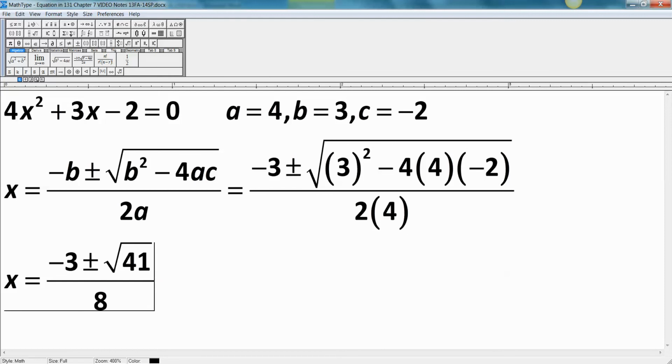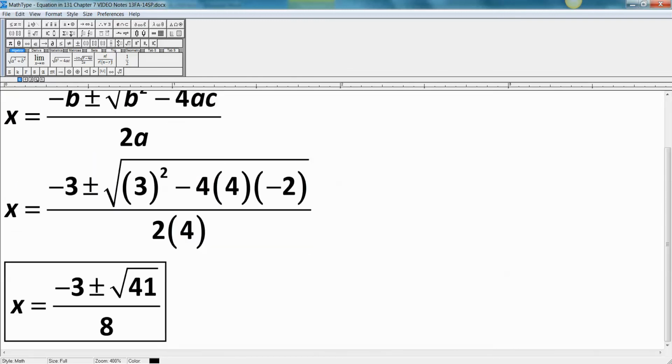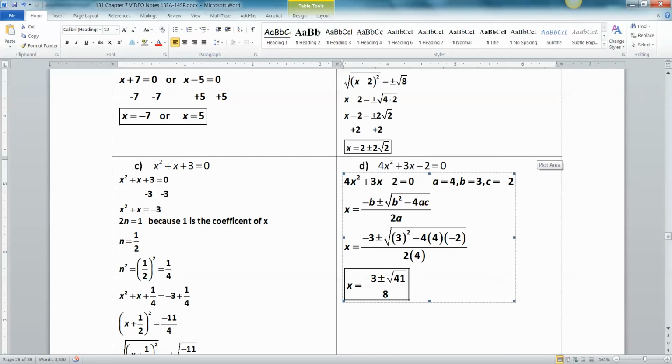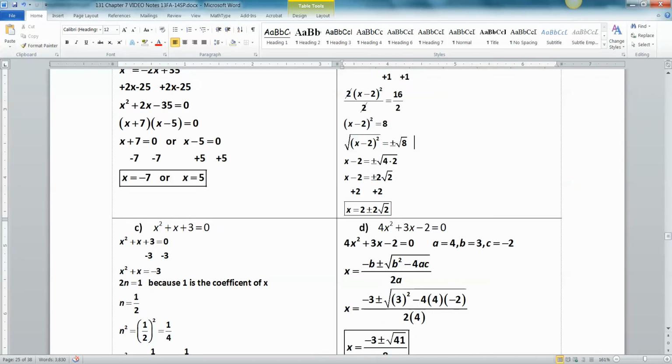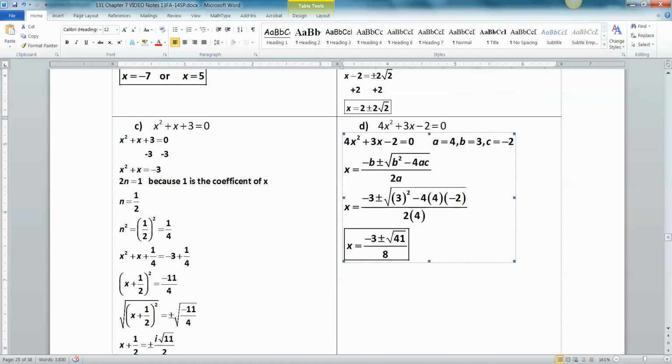Well, there isn't really much more to say about that one because 41 is not divisible by something that's going to break down. There's no perfect square, let's put it that way, that goes into 41. So we're actually done right there. All right, so we've reviewed factoring, taking the square root of both sides, then the completing the square method, which is pretty messy. It works, but it's pretty long, and then the quadratic formula.